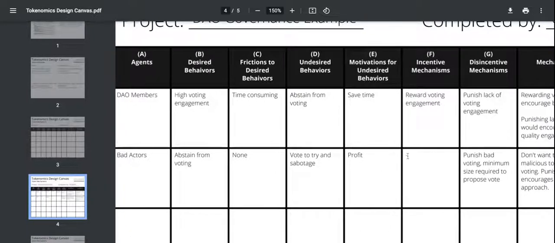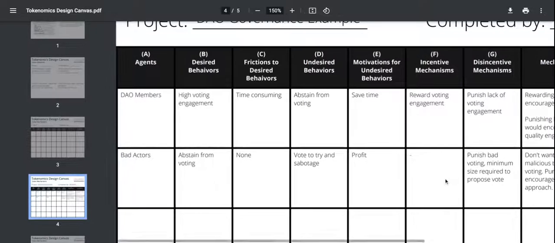Now, there's nothing really to incentivize because there's not much friction to their desired behavior. But in terms of disincentives, what we could do is punish bad voting. And we could also have a minimum size required to propose a vote so that there's some threshold. People have some economic stake because they're a large player in the DAO in order to propose a vote. Circling back to bad voting, though, you're probably wondering, what do I mean by bad voting?